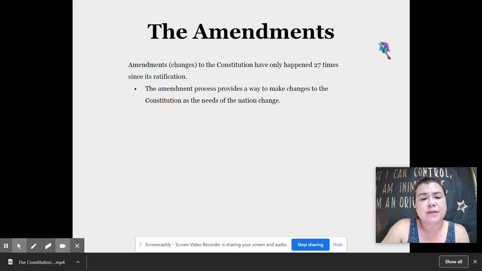Like I said earlier, the amendments are very difficult. It's very difficult to amend the Constitution. It's only happened 27 times since the Constitution was ratified. And this just provides a way that things can be changed if necessary based on the changing tides of society. This doesn't usually happen overnight. It takes sometimes generations to get things passed. But again, it's only been amended or changed 27 times, and that is including the first 10 amendments, which happened immediately after the ratification of the Constitution.